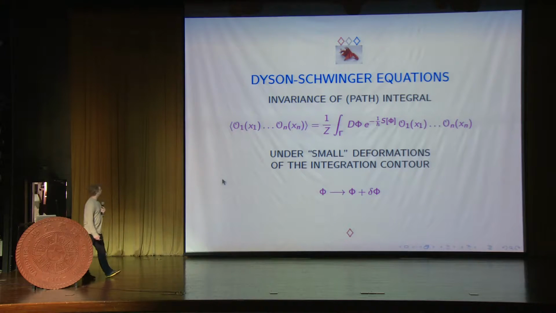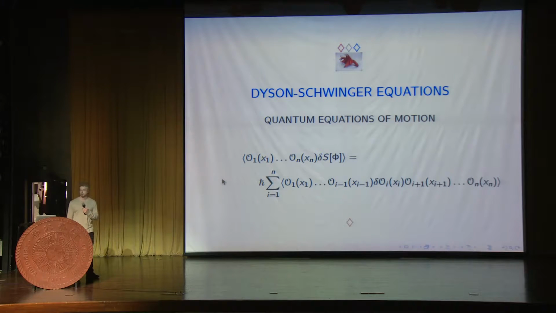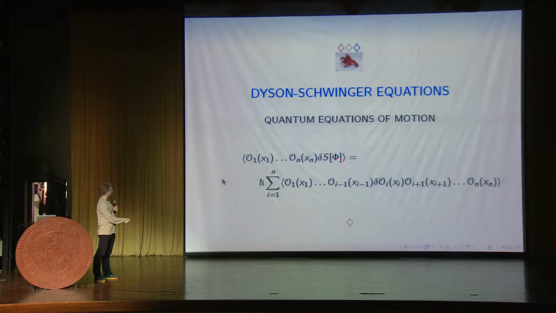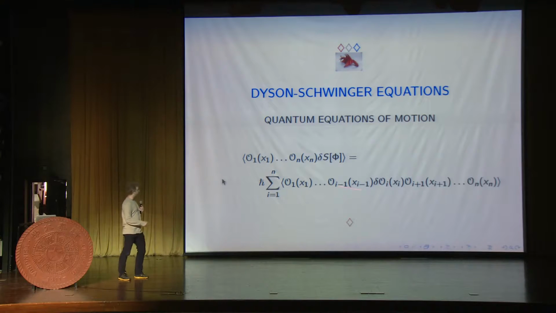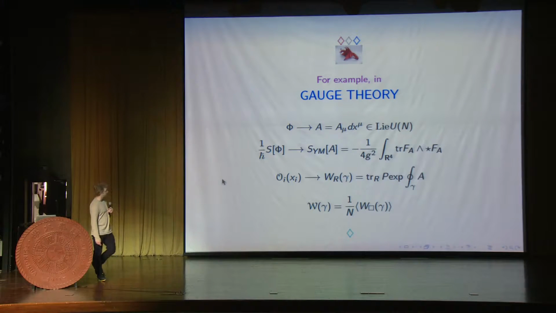So let's start with the ordinary Dyson-Schwinger equations, which follow from the invariance of the path integral under small deformations of the contour, or small changes of variables under the sign of the integral, which lead to the quantum equations of motion, where the insertion of the classical equations of motion, viewed as an operator in some correlation function, can be expressed as a correlation function of fewer operators. And so if you're lucky, if you choose nice observables and perhaps in some limit, these equations can close and form a system of equations you can study.